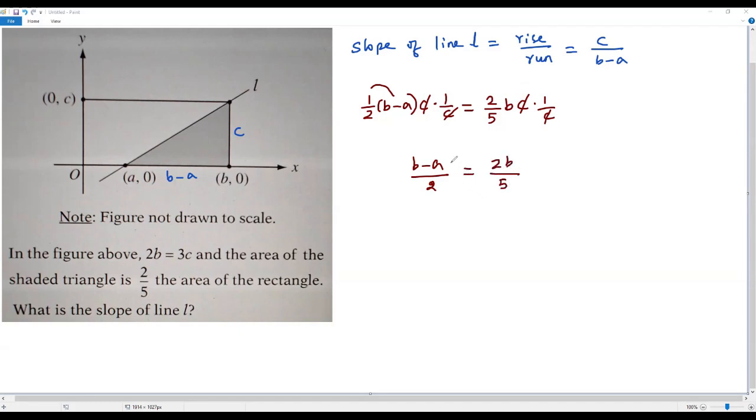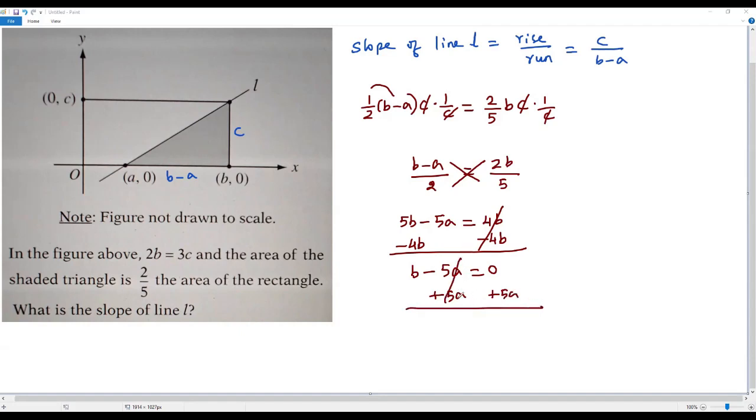Okay, now we can do cross multiplication. That is, we multiply this numerator B negative A by this 5, and this 2B by this denominator 2. So when I multiply B negative A by 5, I'm getting 5B negative 5A, equals, when I multiply 2B by 2, 4B. Now let me subtract 4B from both sides. When I do so, 5B negative 4B gives B, so B negative 5A equals 0. Further, I'm adding 5A to both sides, so the negative 5A and positive 5A cancel. I'm getting B equals 5A. So I have solved for B in terms of A.